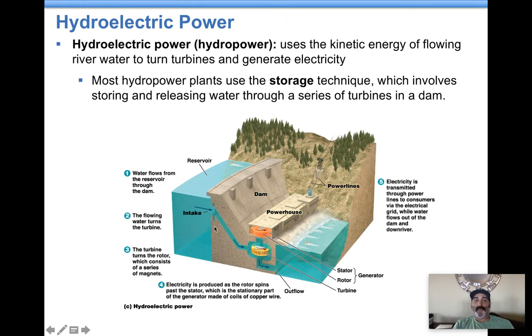Most hydropower plants use what's called the storage technique. That means they have a bunch of water sitting behind a reservoir, and when they open the floodgates, water gets released through. This is called the storage technique, like a typical dam storing water behind it. There's much more water behind it, it's more uphill. They store it and they release it through. Okay, that's how it works.